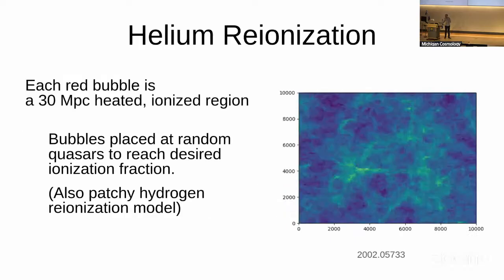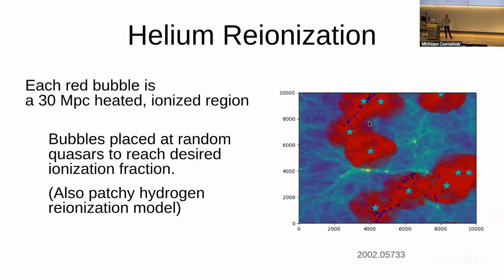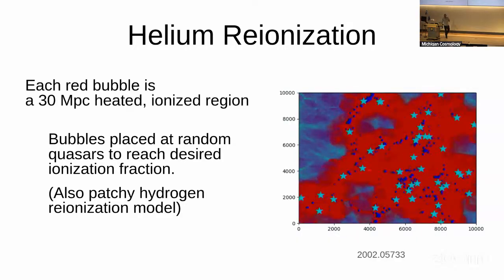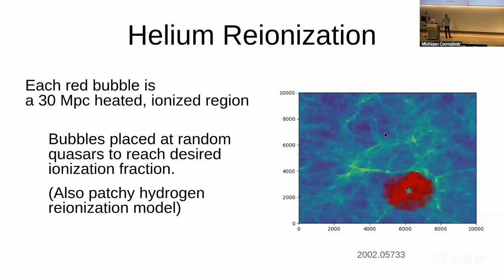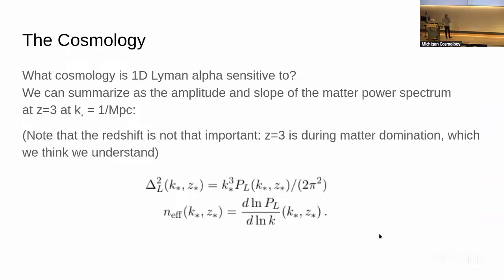So we had to develop our own model. This is our model. Each of these stars is a little quasar, and we place the quasar in a position, and it ionizes a 30 megaparsec bubble, and it's a wonderful model, and you can read the paper, and I don't have much time. Let me skip that.